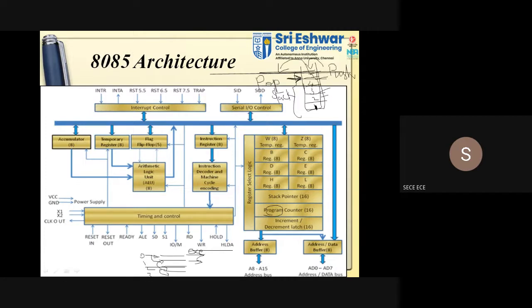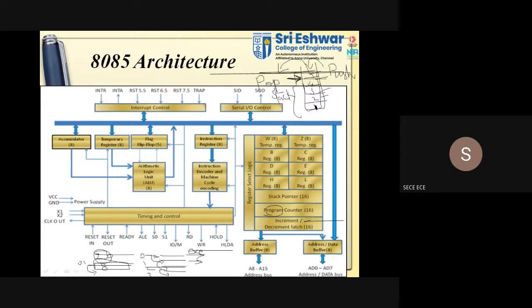Right, so next, increment and decrement latch. If you take the stack operation, we have 2 bytes to store the data. In one byte I can store only 8 bits of information. If I go for a stack operation I need 2 bytes. So what I do is increment one memory location by 1.